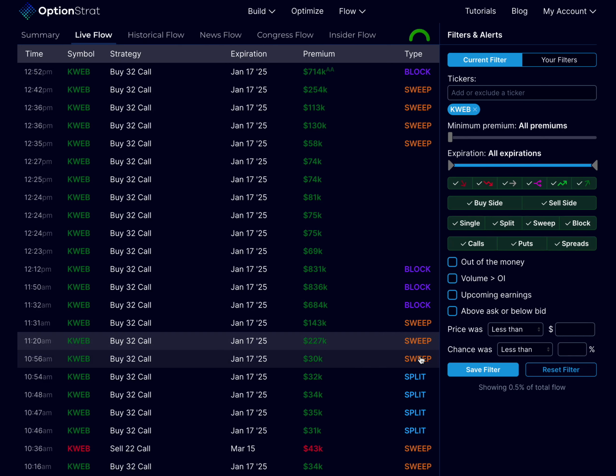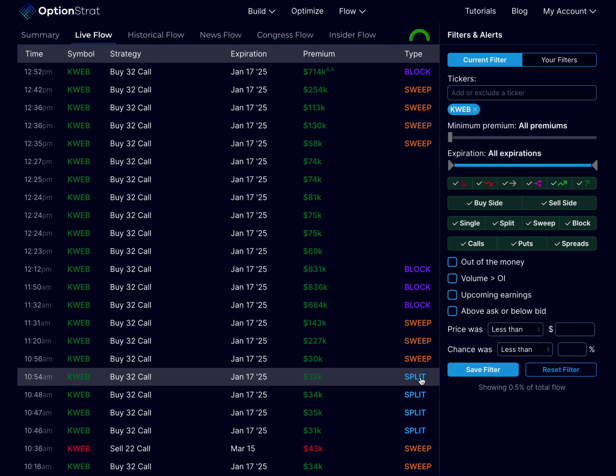Now, a split is very similar, except it's all on the same exchange. They're only going to one exchange here. But again, there's likely going to be a wide range of prices in that order. But OptionStrat is able to go back and determine that all of these buys, in this case, were taking place from the same company. It's one organization that's getting aggressive out there trying to buy all that up.